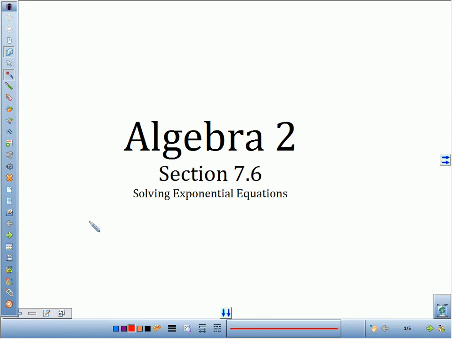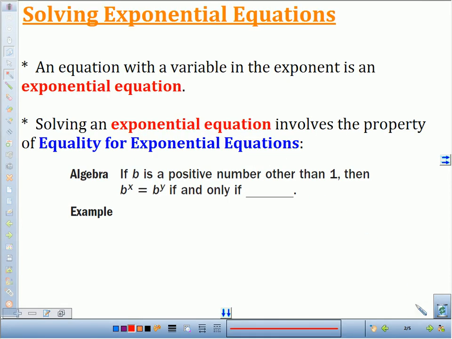All right, these are the notes for Algebra 2, Section 7.6. We're actually looking at the first part of 3 for 7.6. In this part, we're looking at solving exponential equations. Now, an exponential equation is an equation with a variable in the exponent, right? For instance, 2 to the x equals 4 is an exponential equation because the x is in the exponent.